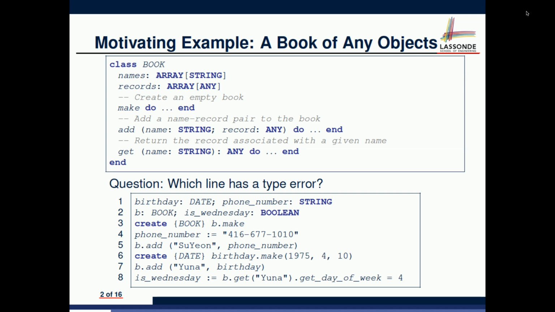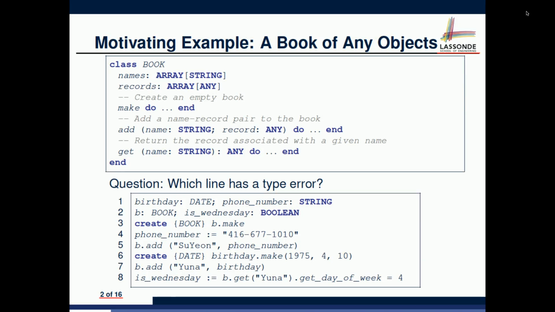Basically, this is what I want to do. For Yuna, which I put in line number 7, it comes later, it's a second record. I simply want to get the associated record for Yuna, which is the birthday. For that particular birthday object, I want to know if that date represents a Wednesday. Let's say getDayOfWeek is actually supported in the Date class. Let's say it's going to return 1 for Sunday, 2 for Monday, and so on.